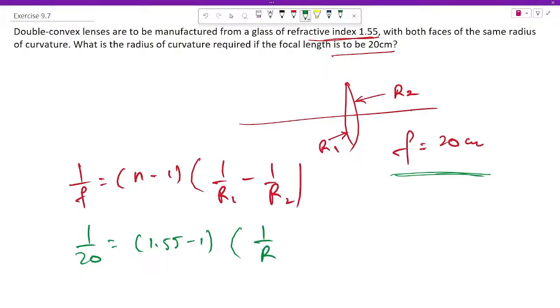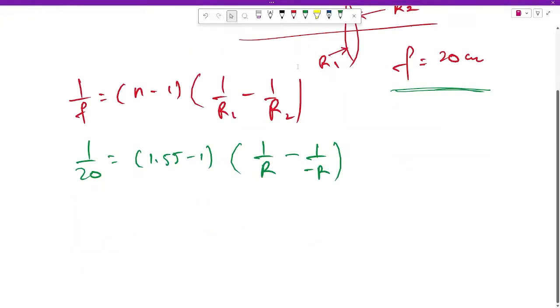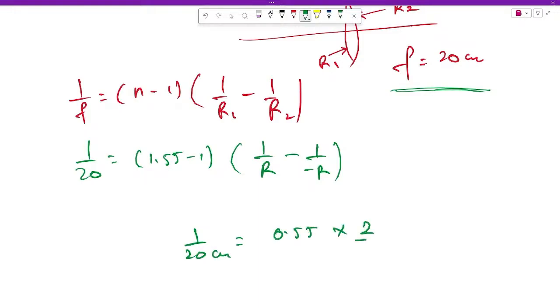Since R1 and R2 magnitude is going to be the same because it is given over here that both faces are of the same radius of curvature, R1 would be equal to R, and R2 would be minus R. Since the center of the R2 curvature is going to be on the left hand side, we will term it as 1 by minus R. Here after solving this, we will get 1 by 20 centimeter is equals to 0.55 multiplied by 2 by R, and this will give us the value of R as 22 centimeter. So the radius of curvature of the glass required is 22 centimeter.